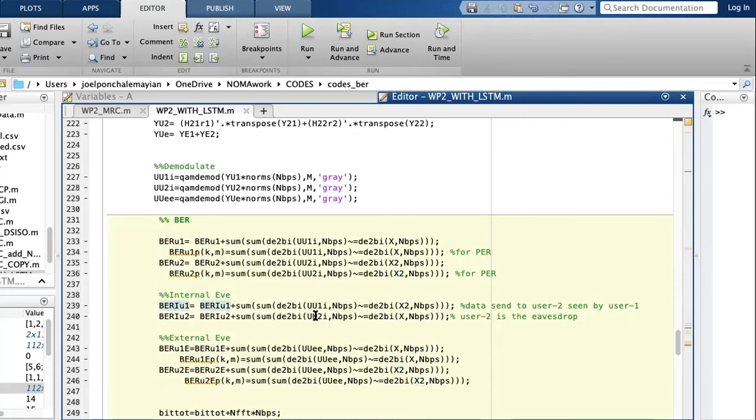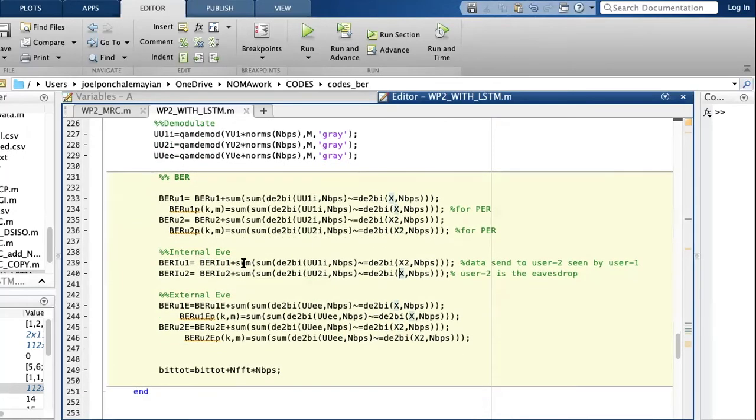And then here we also calculate how much of the data that has been received by user 2 is the data that has been sent for user 1. So we're trying to see if user 2 has been able to obtain data that has been sent to user 1, so internal eavesdropping as well. This is how we calculate it here.